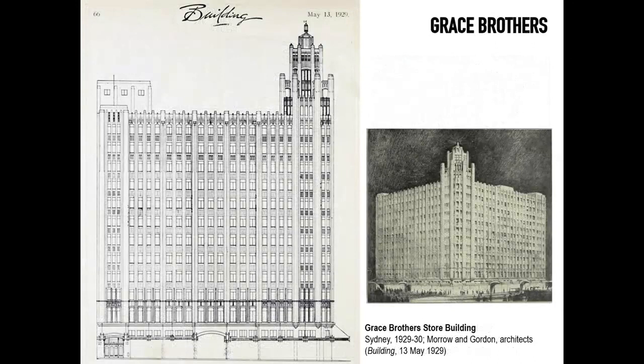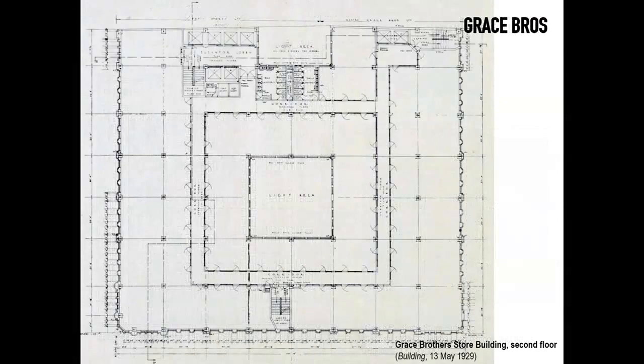And you can see buildings that start to also pick up some of the ideas from American architectural terms. This is the Grace Brothers department store in Sydney. You can recognize obviously some affinities there with the Chicago Tribune building. And you can see in plan how this is a skeleton building all around. It's got a light well in the middle.